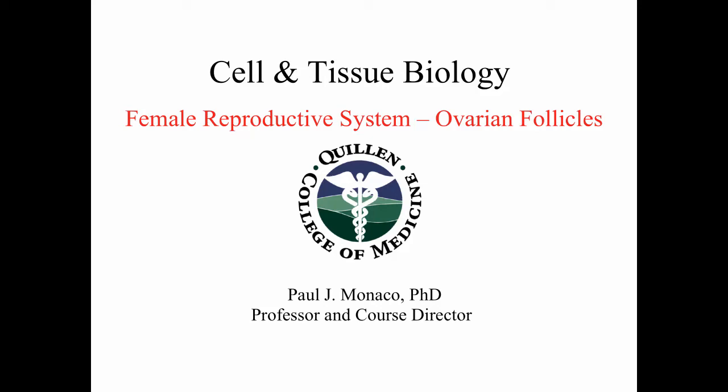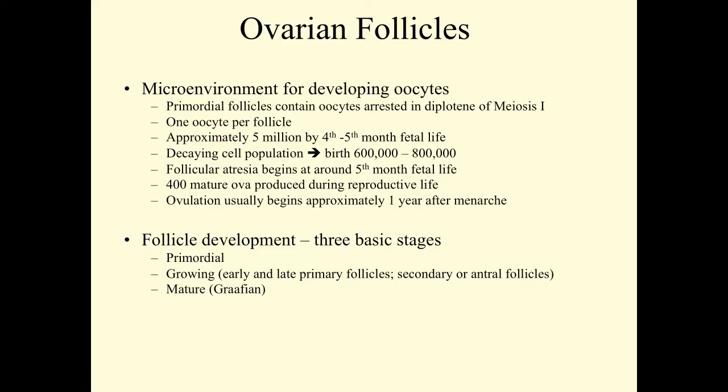In this second podcast in our series on the female reproductive system, we're going to talk about the ovarian follicles. Now, as you know, the ovarian follicles provide the microenvironment for developing oocytes. We talk about primordial follicles that contain oocytes that are arrested in diplotene of meiosis I. There is one oocyte per follicle.